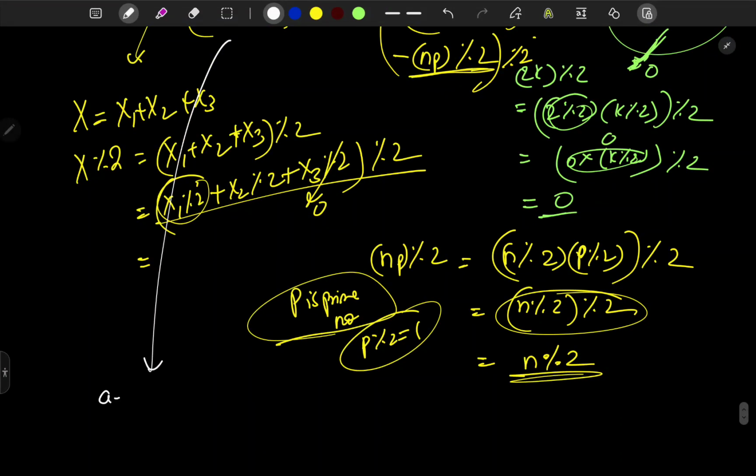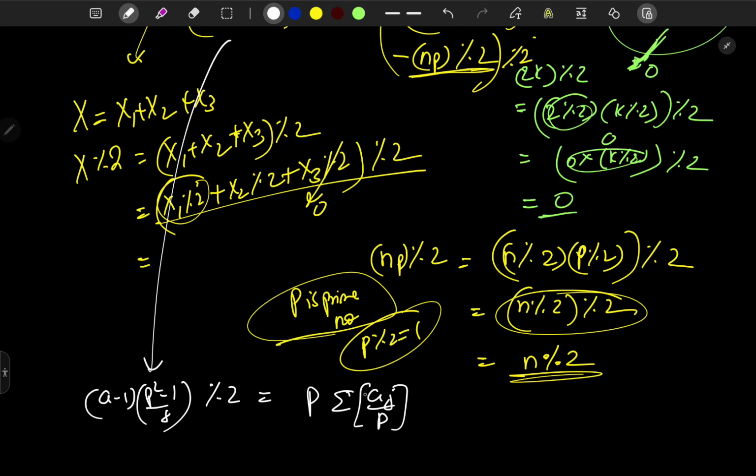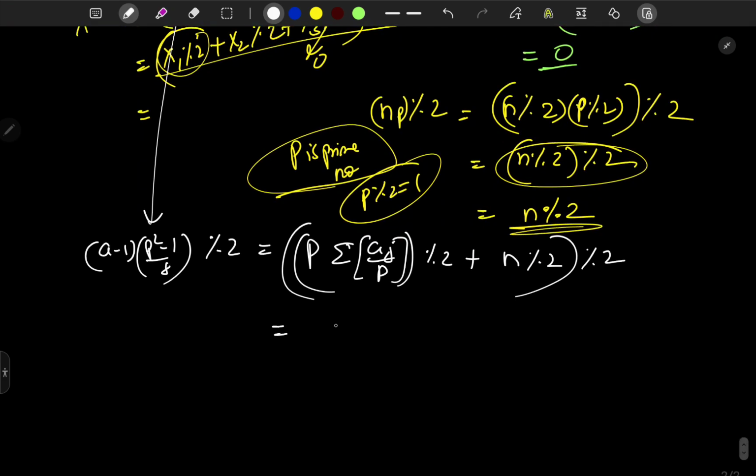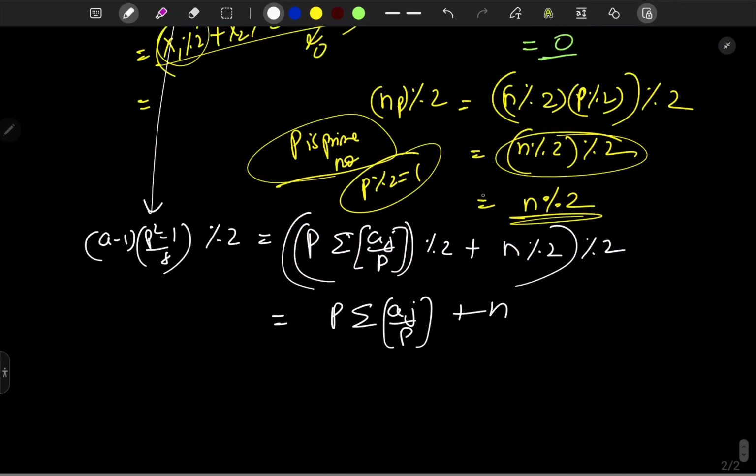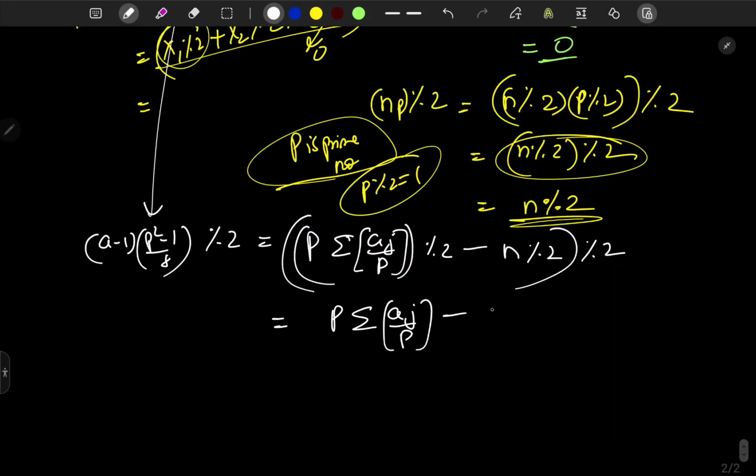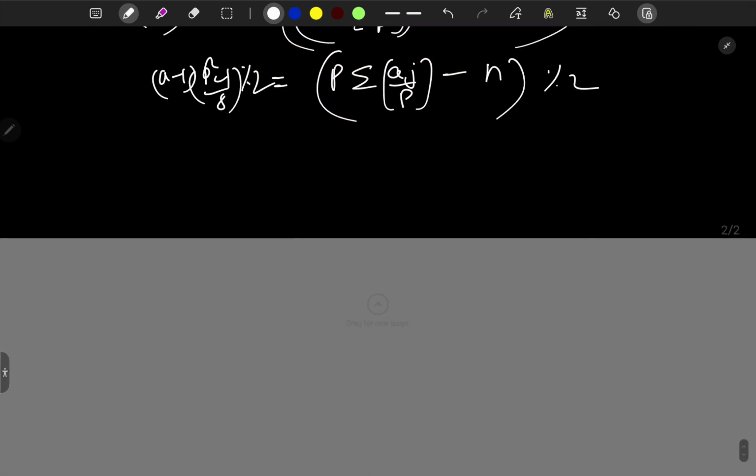So write this here: (a minus 1)(p square minus 8) percent 2 becomes p into sigma (aj by p) whole mod 2 plus n mod 2 percent mod 2. So this can be written as (aj by p), sorry, minus is there, so this is minus. Okay, understood? n whole percent 2. So (a minus 1)(p square minus 1) by 8 percent 2.